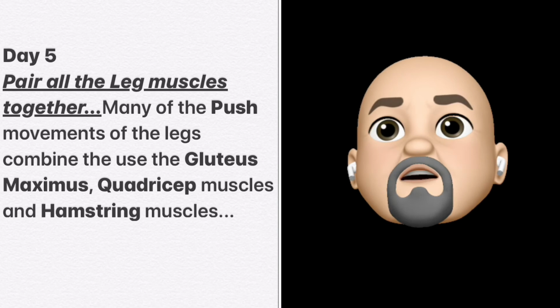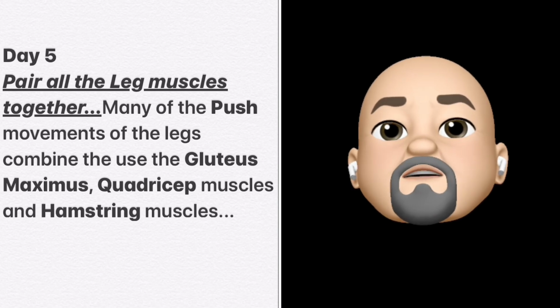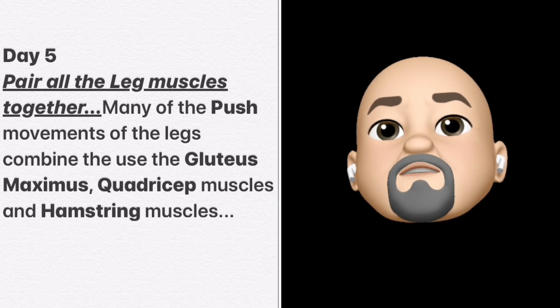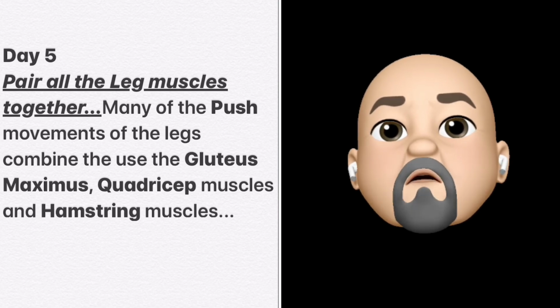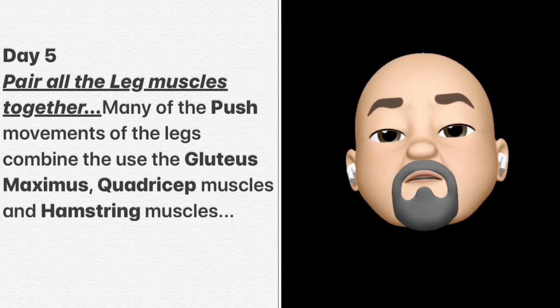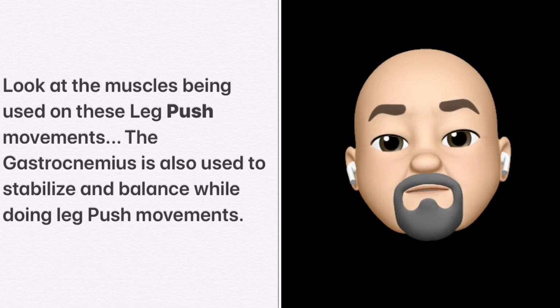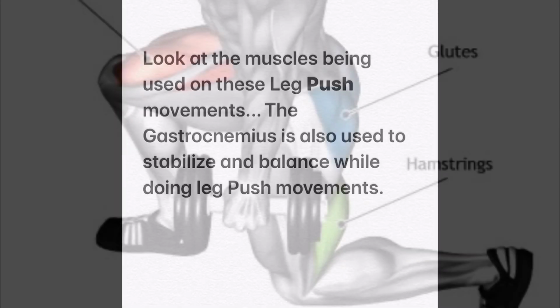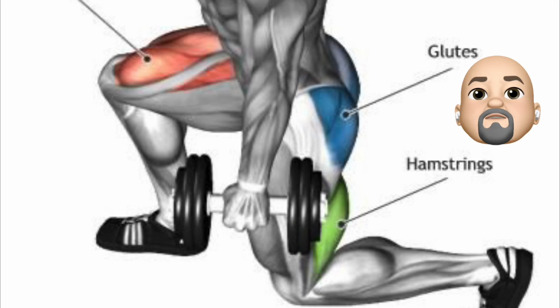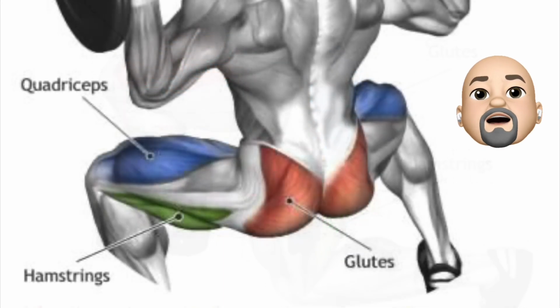Day 5. Pair all the leg movements together. Many of the push movements involving the legs combine the use of the gluteus maximus, quadricep, and hamstrings muscle all within the same movement. Look at the muscles being used on the leg push movements. The gluteus maximus, the quadricep, and the hamstrings are all being used to push.